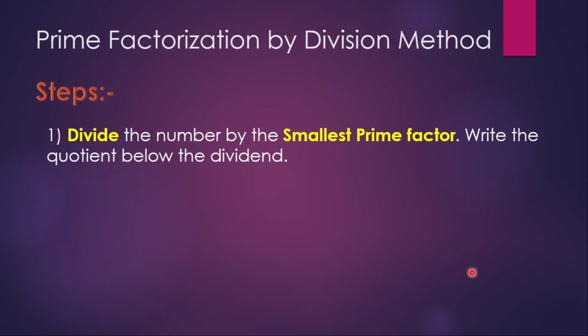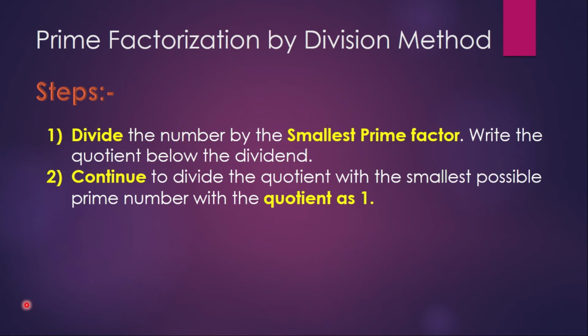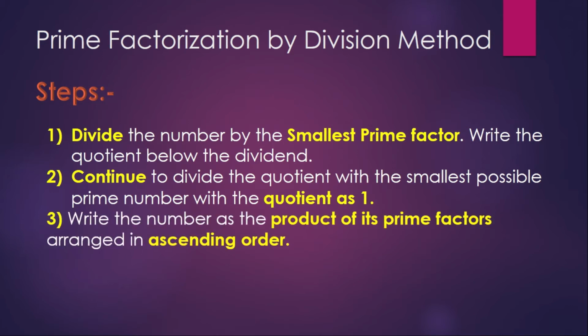So what are the steps we have used doing this prime factorization, children? The first step was we divide the number by the smallest prime factor and write the quotient below the dividend, and we have to continue this same procedure till then we have not got 1. So next step will be continue to divide the quotient with the smallest possible prime number with the quotient as 1. So we have to continue the division process till then we are not getting 1. And the last step is write the number as the product of its prime factors arranged in ascending order.